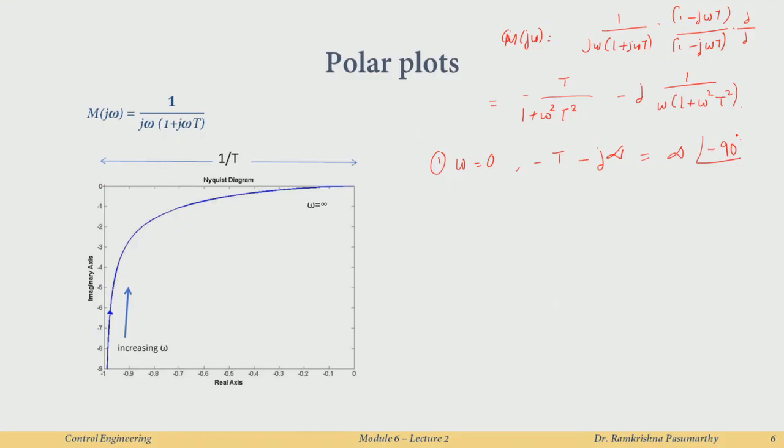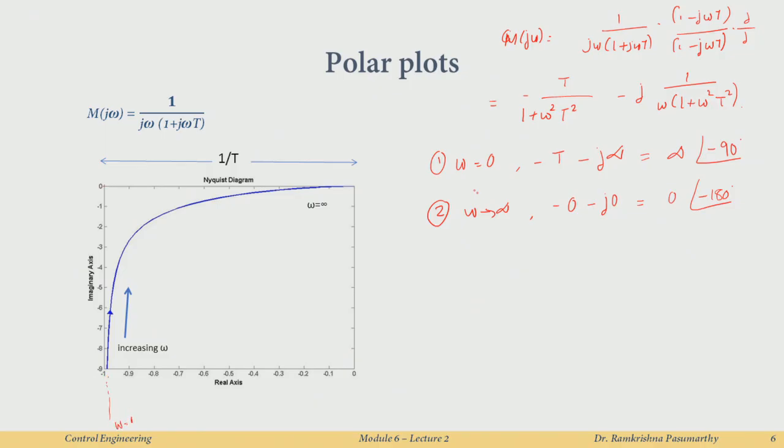Okay. Next thing, when omega approaches infinity, this guy becomes 0. Let's skip this minus for 0 minus j 0. So this looks like a phasor of 0 and an angle of minus 180 degrees. So at omega equal to 0, somewhere here, I just cannot plot that because I will never reach that.